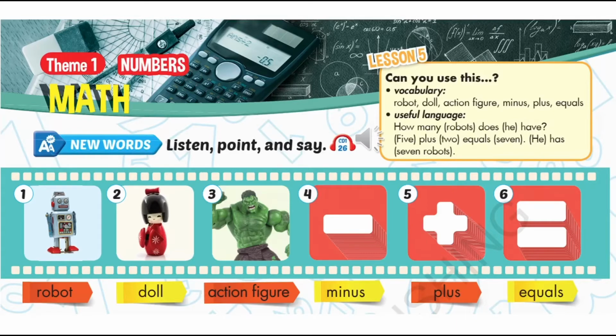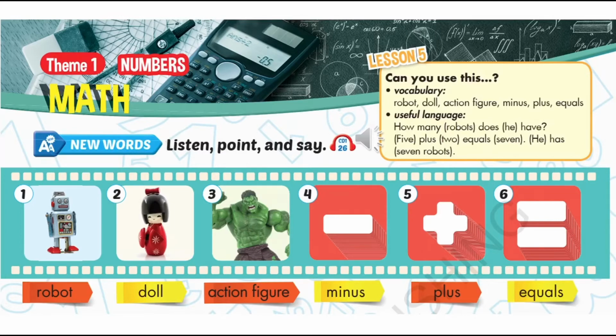Alright, so can you see number 4, 5, and 6? They are mathematical signs. So, do you know minus, plus, and equals? For example, 5 minus 2 equals 3. Or more example of a plus: 5 plus 2 equals 7. Like this.